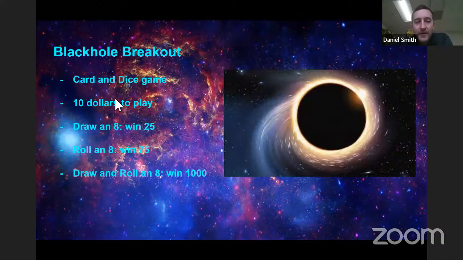Next game, Black Hole Breakout, as the music intensifies. It's a card and dice game, a little combo. Combos can serve you well.